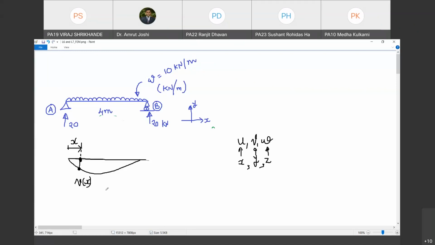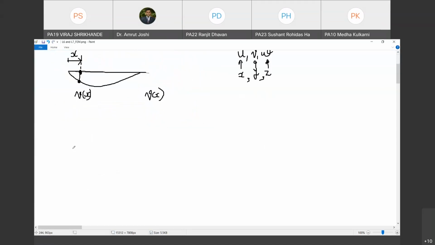And in earlier class, we had already obtained the equation of this deformed shape, that is v as a function of x. We had already obtained it by integrating the governing differential equation 4 times. But now we are going to apply principle of minimization of potential energy to arrive at the same solution. So how do we extend principle of minimization of potential energy here? So let us try to do that.